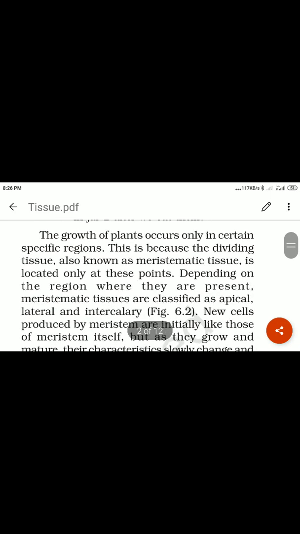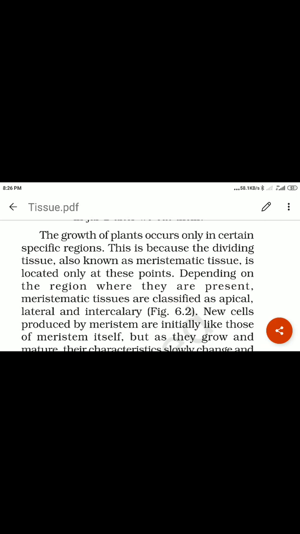And what is the reason for that growth? We want to find out. The growth of plants occurs only in certain specific regions. In the last period, I told you about this. Growth of plants occurs only in certain specific regions. Why in certain specific regions?